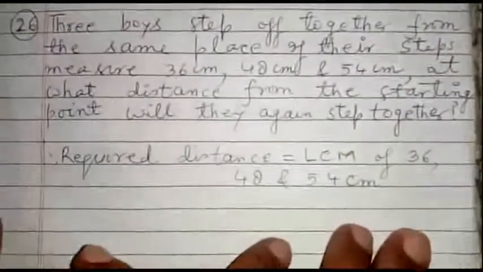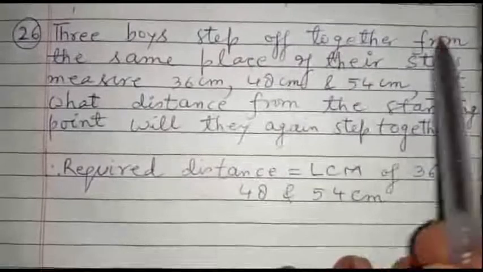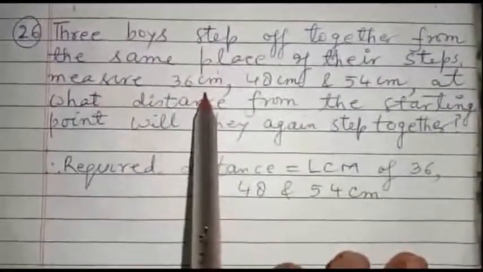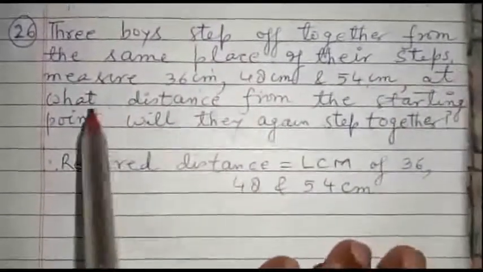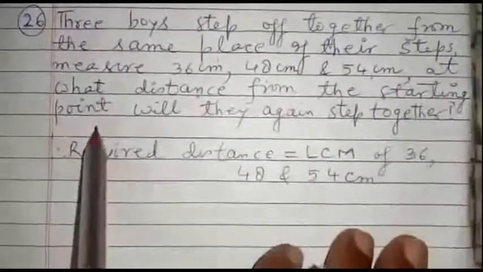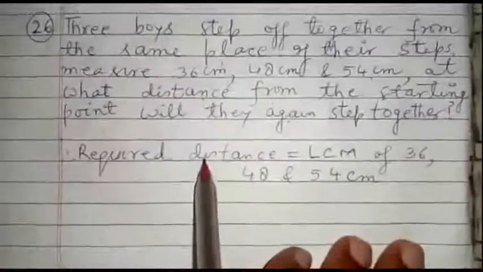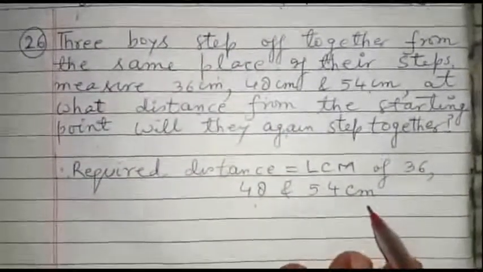Now we are moving to question number 26. Three boys step off together from the same place. If their steps measure 36 cm, 48 cm and 54 cm, at what distance from the starting point will they again step together? Now the required distance is equal to the LCM of 36, 48 and 54 cm.